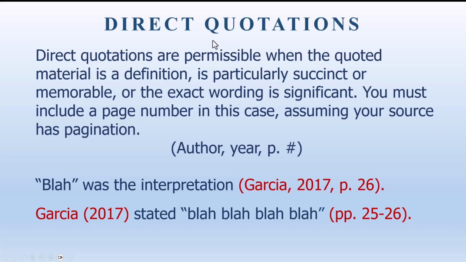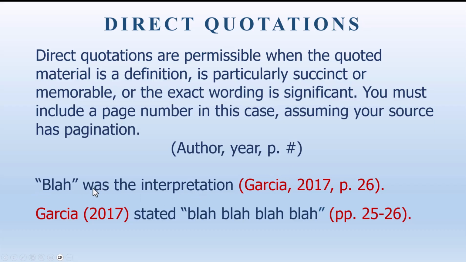Having said that, it is permitted to use direct quotations in APA style when it's necessary. So for example, if the quoted material is a definition, or it's something where the exact wording really matters, maybe it's even a thing you're going to discuss, or maybe it was just a really memorable turn of phrase or a really effective way of saying something, then you can use a direct quote. And you must include a page number if you are doing a direct quote, if your source has pagination, of course. Websites normally do not have page numbers. So it looks like this: author, comma, year, comma, and then P period, which is the abbreviation for page, a space, and the number, all inside parentheses.